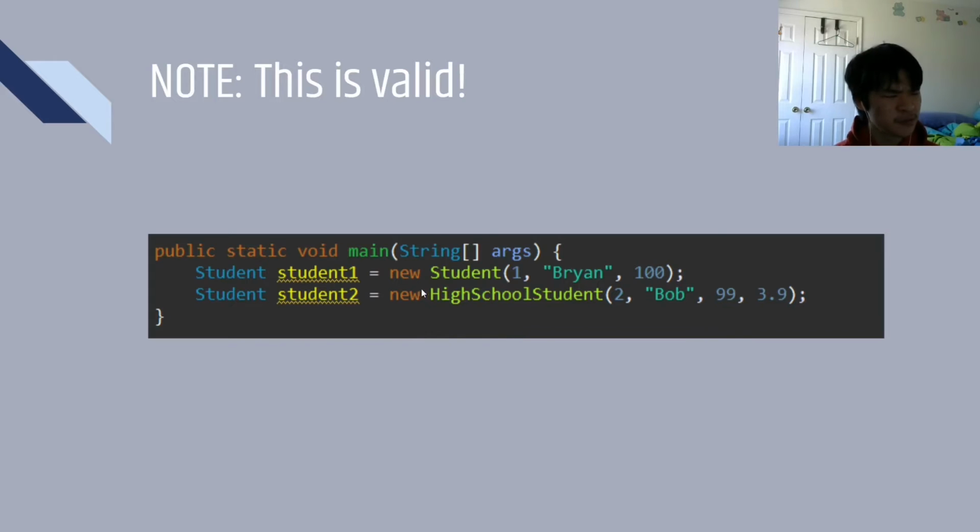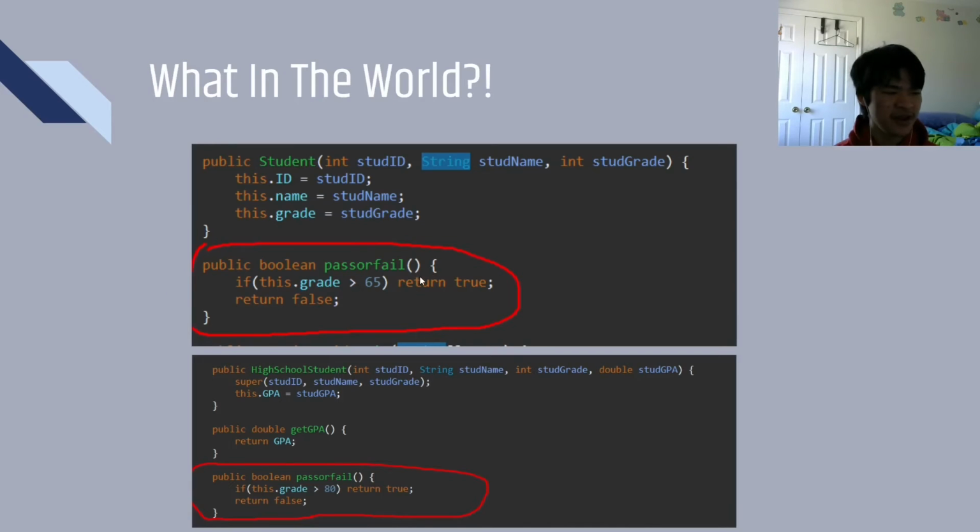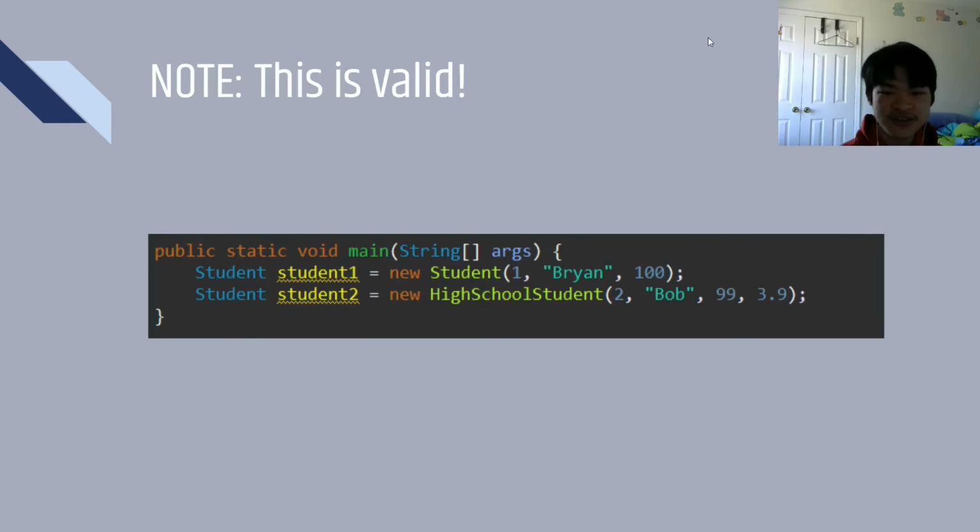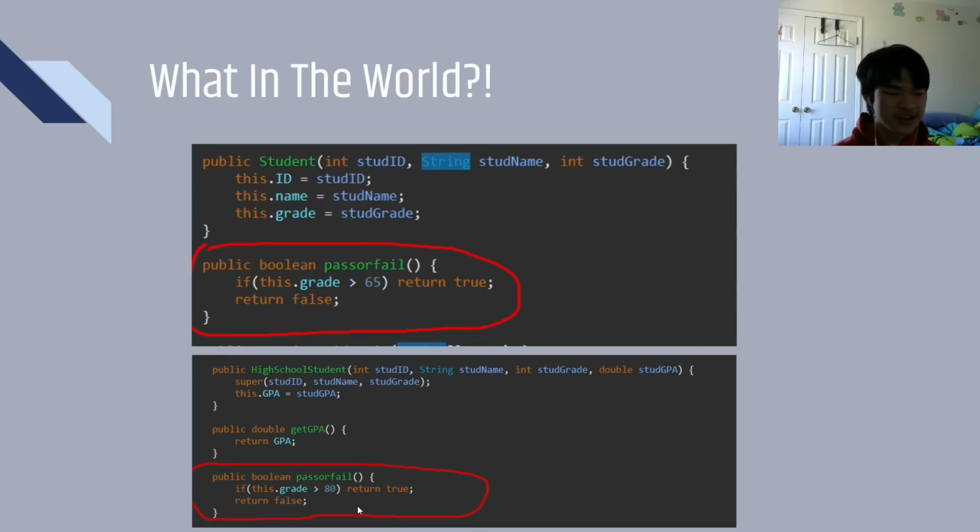So for student1, if I were to call the method pass or fail, it would choose this one because it's a student. This.grade is greater than 65. Now on the other hand, if I were to call the method for student2, who is a high school student, then it would actually do pass or fail for the high school student method. So it'll come down to the subclass's method and actually execute that. So that's pretty cool. I thought it was pretty cool, at least.